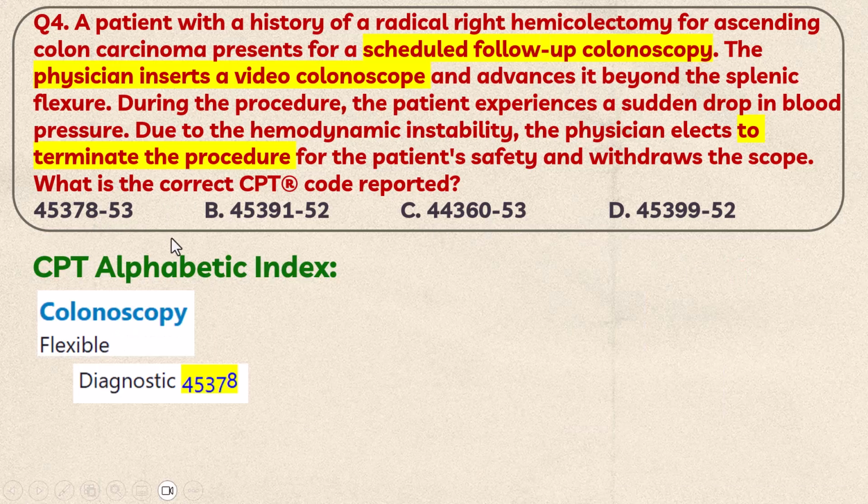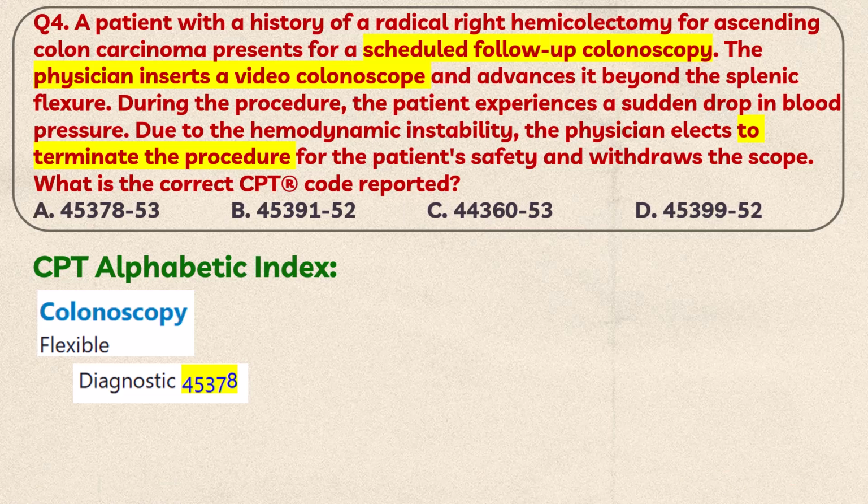So if you use the CPT alphabetic index, first you have to go to the main index, that is colonoscopy. Then the subterm is flexible, for diagnostic. So it will lead you to the code 45,378. Again, go back to the tabular list and confirm the answer. Once you confirm the answer, the correct answer will be answer A.